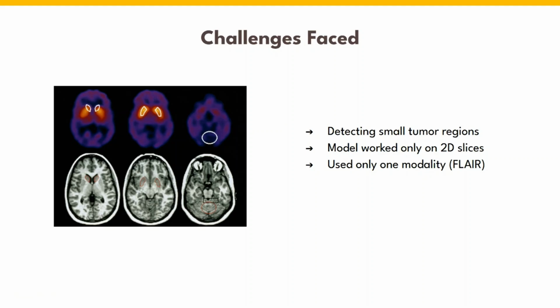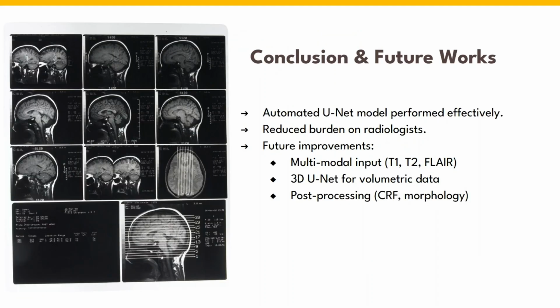Lastly, I want to say our U-Net model successfully segmented brain tumor regions from MRI scans. It reduces the manual workload for radiologists and gives fast and reliable results. But there is still room for improvement.